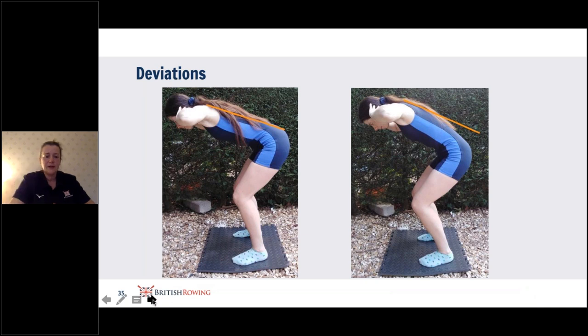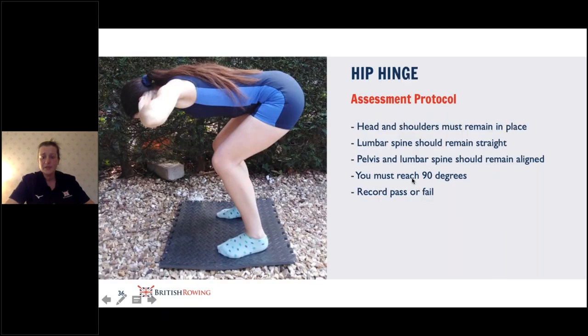In terms of the actual assessment, we want to take pictures from the side, head and shoulders remaining in place. So we don't want the head leaning back, and we don't want it coming down with the chin coming down. Lumbar spine remaining straight, and the pelvis and lumbar spine remaining aligned as well, and reaching that 90 degrees position. So seeing what positions you can get into.